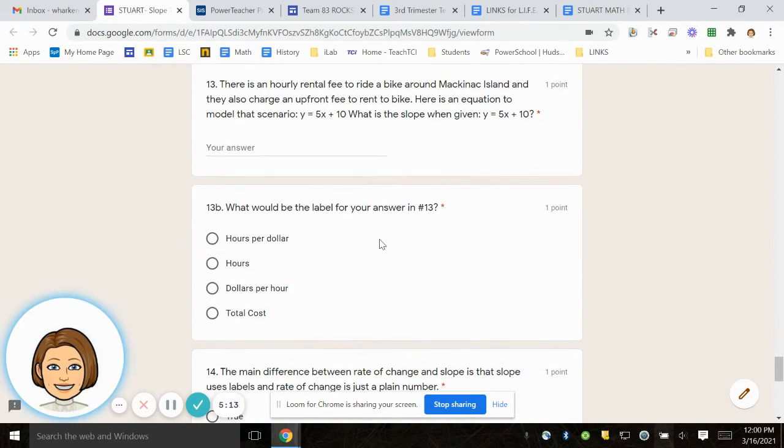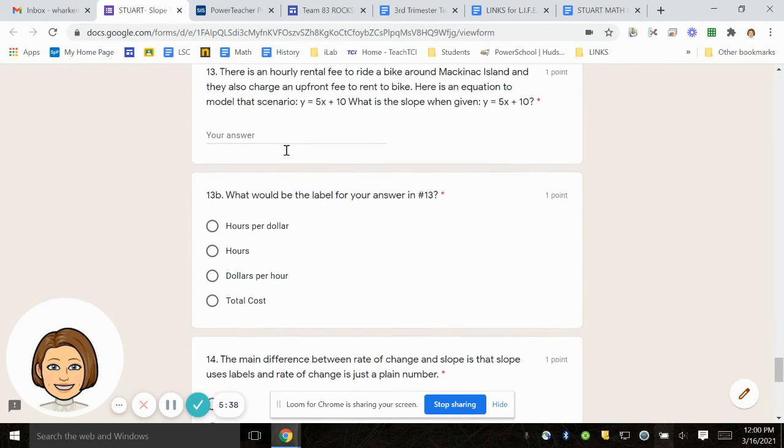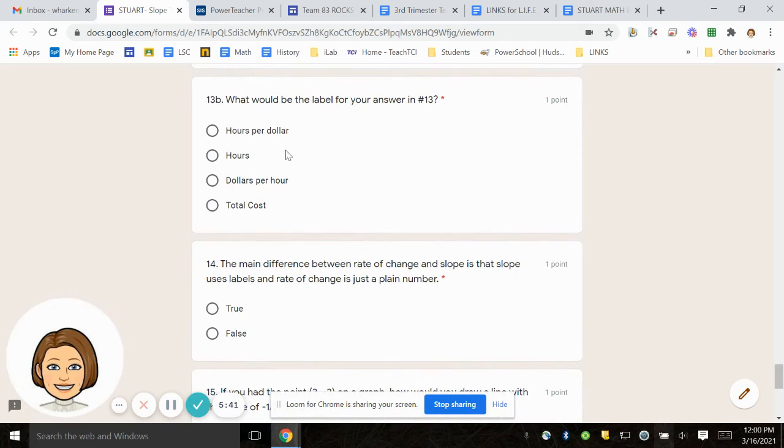Number 13, don't overthink. There is an hourly rental fee to ride a bike around Mackinac Island, and they also charge an upfront fee to rent the bike. Here is an equation to model that scenario. y equals 5x plus 10. What is the slope when given y equals 5x plus 10? So just write the number right here. For 13b, you're going to give the label. What would the label be for your answer in number 13? Hours per dollar, hours, dollars per hour, total cost.